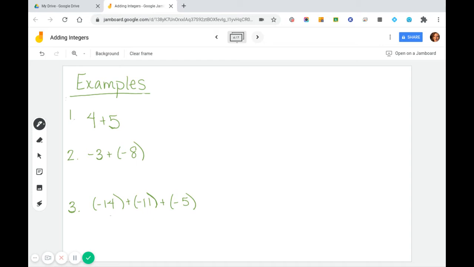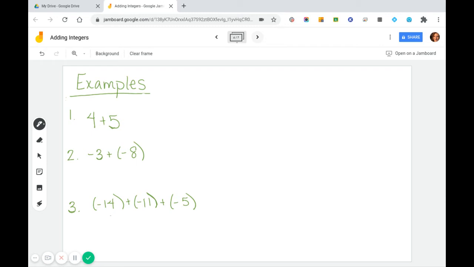So I wanted to start out with an example of something that we already knew. 4 plus 5. We know that that's 9. But the key is to learn why it's 9. That way, when you get to the negatives, they make a lot more sense. So we know that if you have 4 of something and you have 5 more, you can count them all up like you learned when you were little. You'll discover that you have 9 altogether.